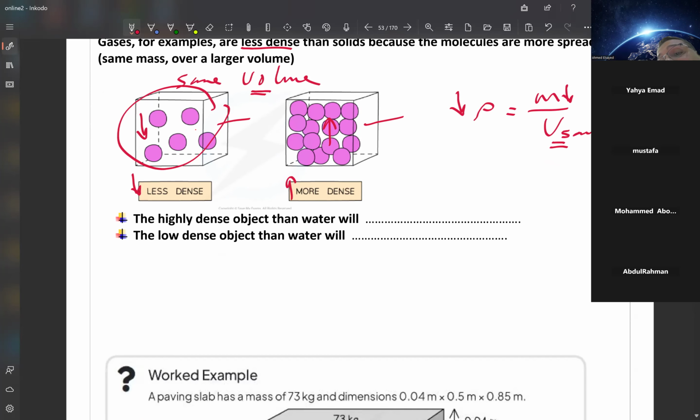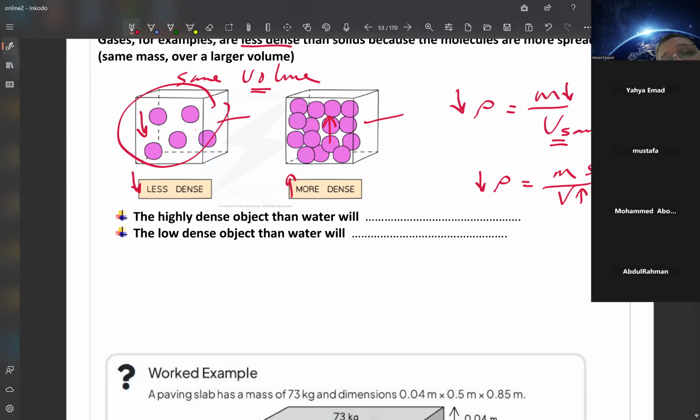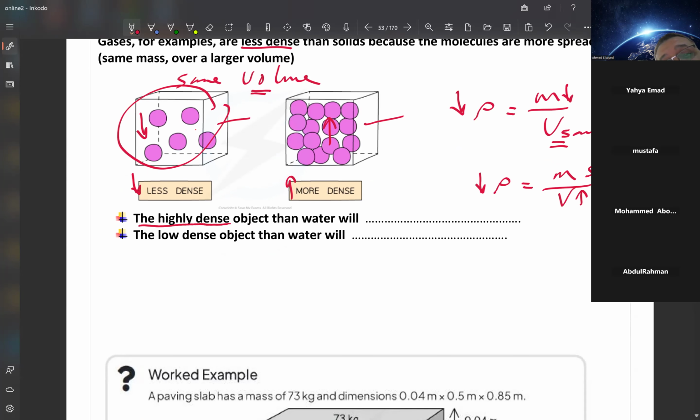What if the mass is constant? If mass is the same, greater volume, lower density. Greater volume, lower density. Now the question is, Salma, will the highly dense object float or sink? Sink. Thank you. Okay. Now, Abdurrahman, will the low dense object float or sink? Float. Yes, perfect.